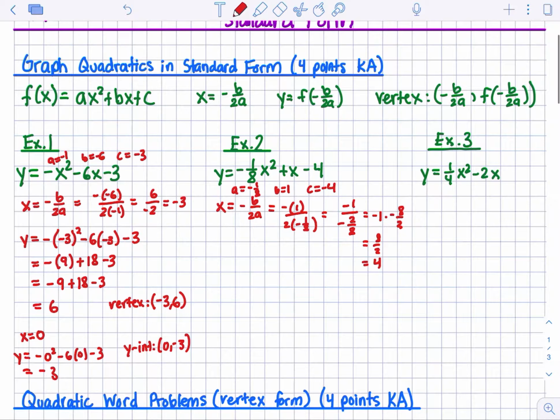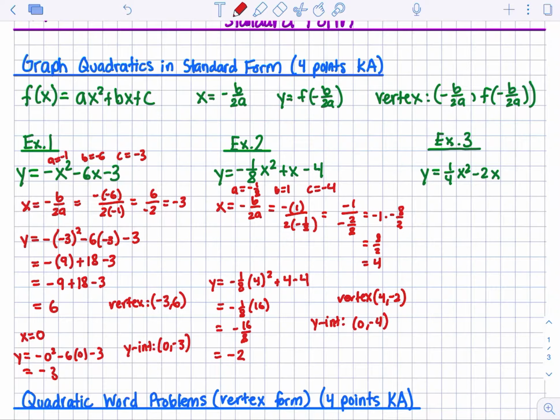Okay, now we gotta just plug in 4 into the original. So negative 1/8 times 4 to the second, plus 4 minus 4. Negative 1/8 times 16, plus 4 minus 4 is just 0. Negative 1/8 times 16 is negative 16 over 8, which is just negative 2. So our vertex is 4 comma negative 2. Now your y-intercept, you guys, and notice that your y-intercept is always going to be the last number in standard form. So it's going to be 0 comma negative 4. And those are your 2 points.